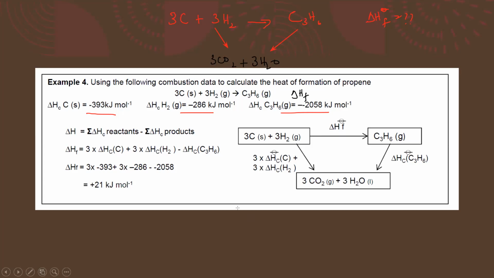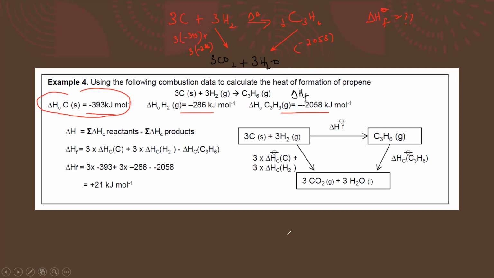In the question, the enthalpy changes are given, the enthalpy change of combustion of carbon. So here, how many moles are we burning? We are burning 3 moles, so this will be 3 multiplied by minus 393. And we are burning 3 moles of hydrogen as well, so it will be plus 3 multiplied by minus 286. If we burn 1 mole of propene, the enthalpy change of combustion of 1 mole of propene is minus 2058. This is unknown, this is what we need.